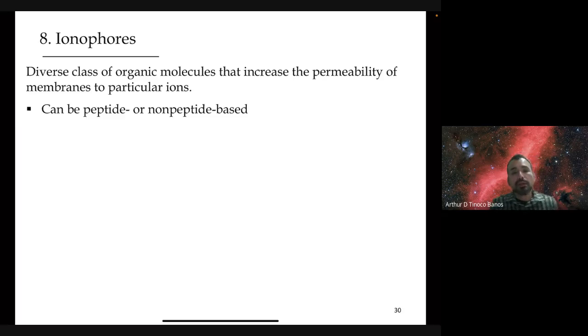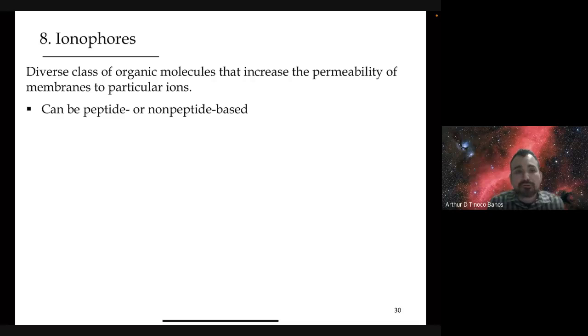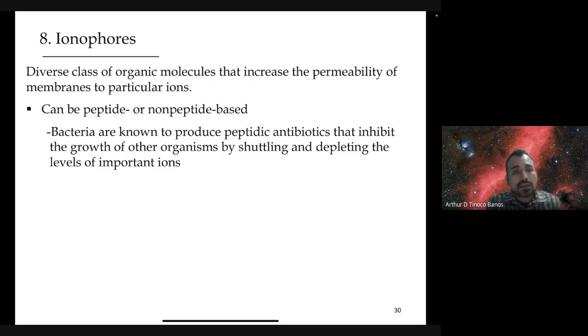Okay. Then you have those things that are known as ionophores. These are a diverse class of organic molecules that increase the permeability of membranes to particular ions. They can be peptide or non-peptide based. Bacteria are known to produce peptidic antibiotics that inhibit the growth of other organisms by shuttling and depleting the levels of important ions. And we're actually going to talk a little about this.